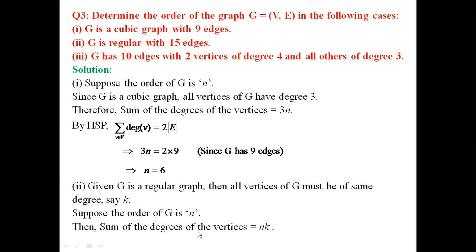Then the sum of the degrees of the vertices is equal to n into k. n is nothing but the number of vertices, into its degree. The degree of every vertex is k here, because it is given that it is a regular graph, assumed to be a k regular graph.